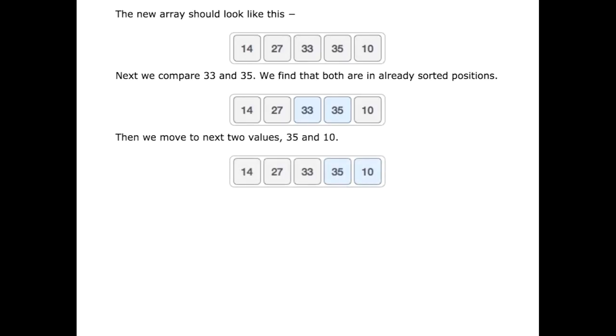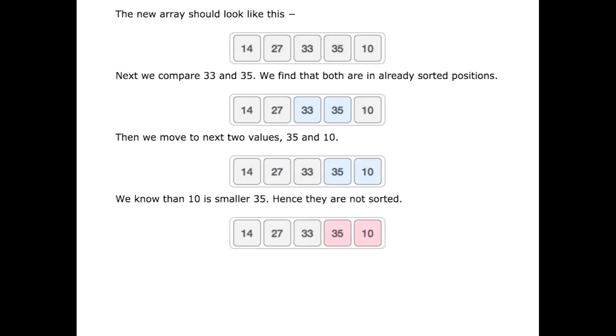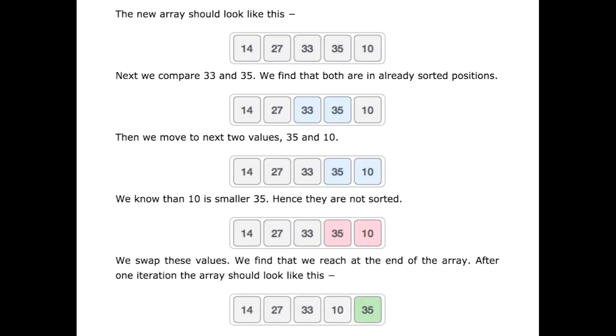So we move on to the final two values, 35 and 10. And as we can see, 10 is less than 35, so it's not in the right order. So we swap these values and we've got to the end of the list, or the end of the array. And after one iteration or one pass, the array should now look like that. So 14, 27, 33, 10 and 35. So as you can see, we've sorted the list once.